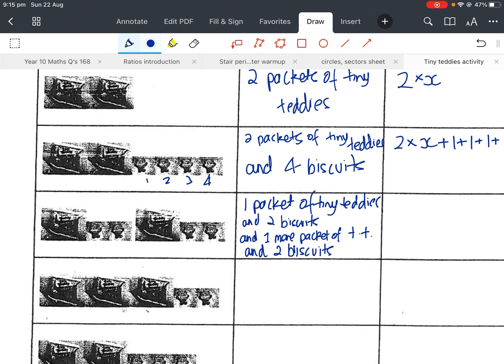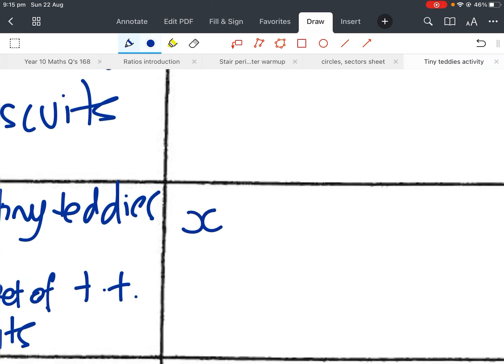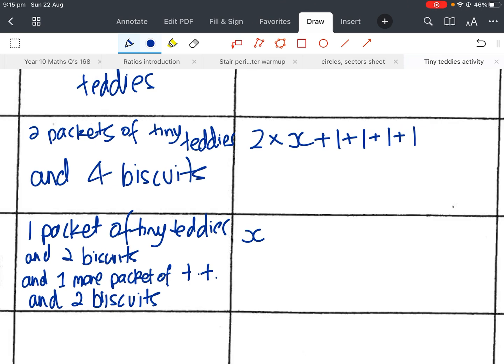Okay, so how could I write that one? All right, so I'm going to write this one like this. So 1 packet of tiny teddies. What letter do we use for 1 packet of tiny teddies? Hopefully you said X. All right, and then I've got 2 biscuits, so I'm going to go 1 plus 1. And then I'm just going to write the next one on the next line. See how we go. I have 1 more packet of tiny teddies plus X. And then I've got 2 biscuits again, 1 plus 1.